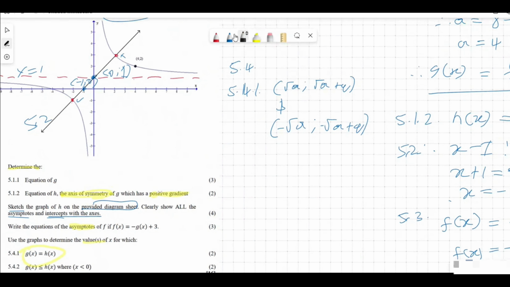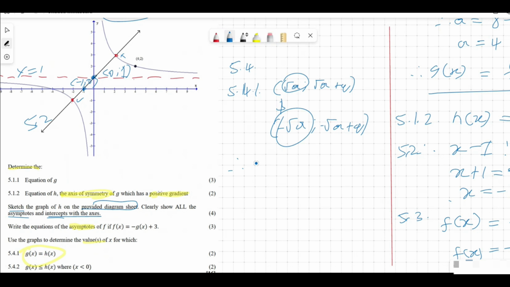So why are we doing this? They said to us f of x, g of x is equal to h of x, and we know that h of x is the axis of symmetry. That's what we got in 5.1.1. The next thing we check, what is it that they are looking for? They are looking for the value of x. So meaning the values of x for which g of x is equal to h of x will be these ones.